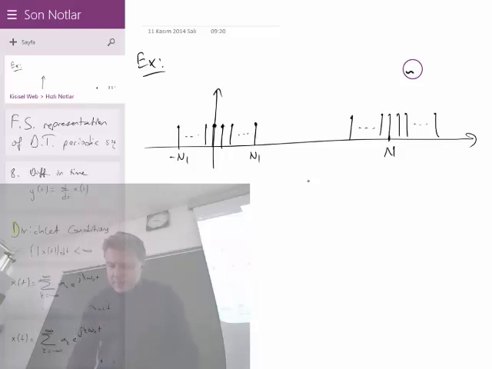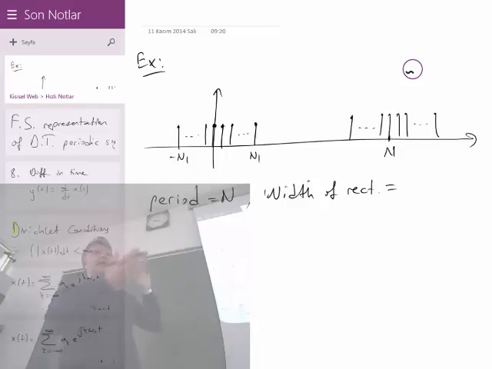So the period is equal to N, and the width of the rectangle is equal to what? How wide is it? How many samples are there inside one rectangle? No, it's 2N1 plus 1, because there is one more in the center. So a rectangle is 2N1 plus 1 wide, and the period is capital N. Of course, I have drawn only 2 boxes. They are repeating themselves. It's periodic.